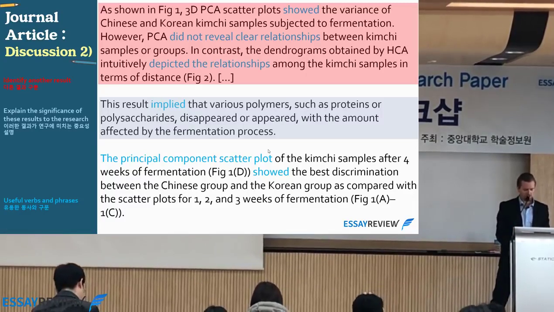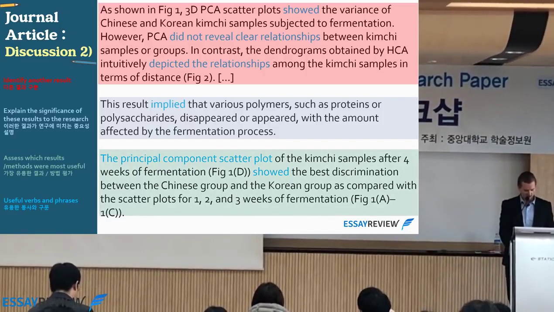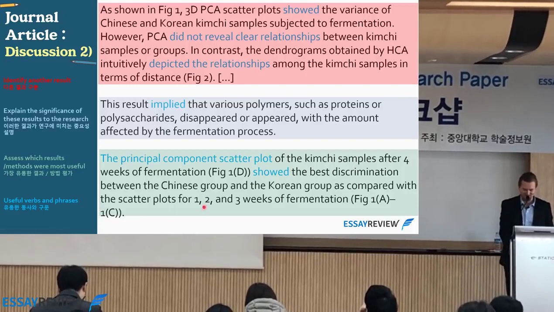Also, you're going to assess which results were most useful. So which of the results used were most useful? This one says that the principal component scatter plot of the kimchi samples after 4 weeks of formation showed the best discrimination between Chinese group and Korean group as compared with the scatter plots for 1, 2, and 3. So this scatter plot was the most useful. And you can go back to the results and see what that showed.